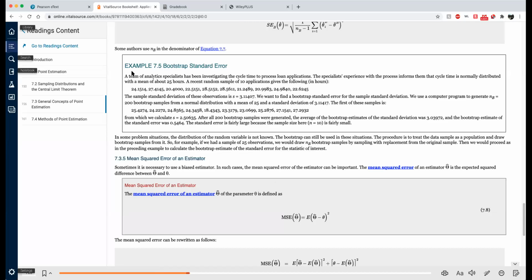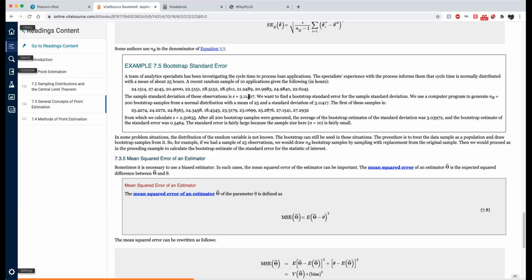A team of analytics specialists have been investigating the cycle time to process loan applications. The specialists' experience with the process informed them that the cycle time is normally distributed with a mean of about 25 hours. A recent random sample of 10 applications gives the following; this is the sample data. Now, from the 10 observations in the sample, we can get the sample standard deviation, right?